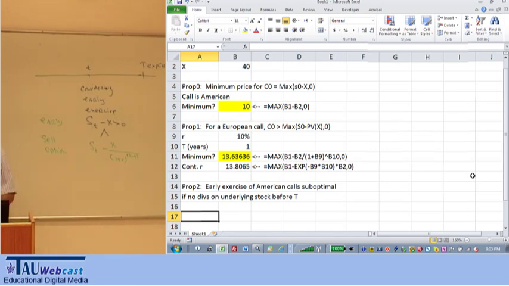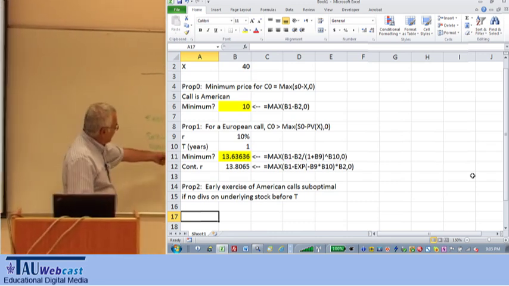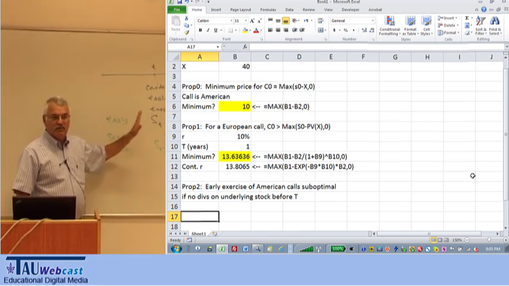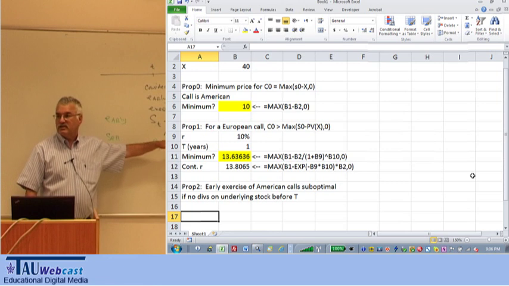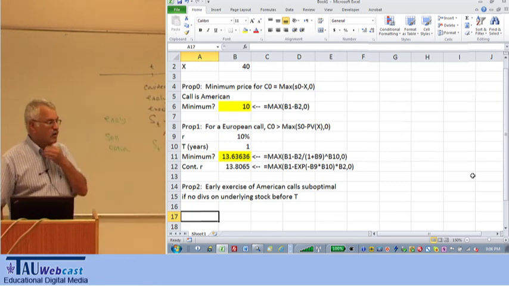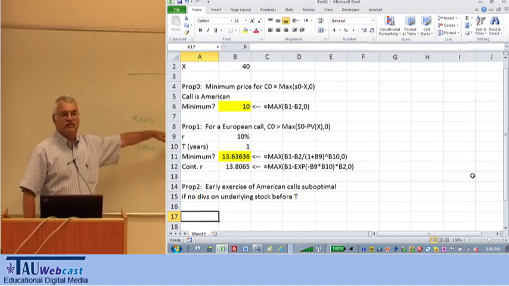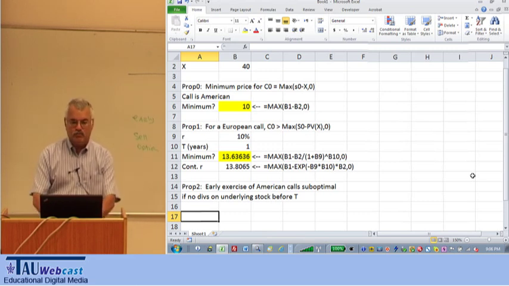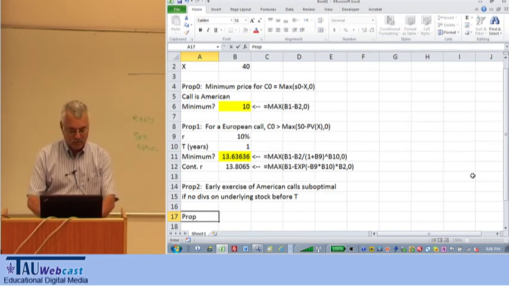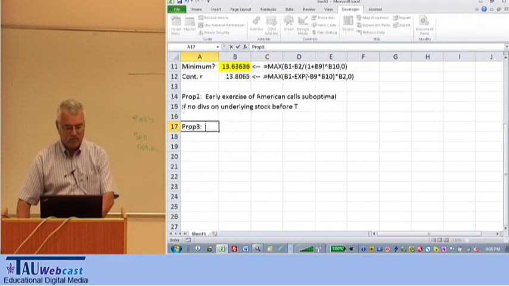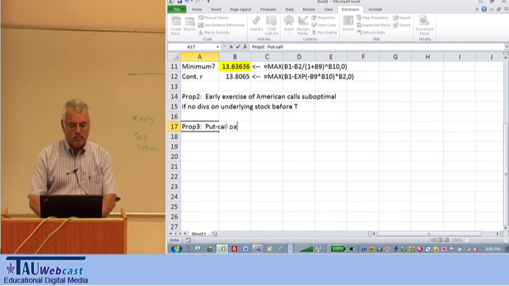So the whole proof comes from this previous proposition that says, well, you want to get rid of the option? That's okay. But if you're going to get rid of the option, you should sell it instead of exercising it. Okay? So that's the proof of this proposition. And then I need one more thing. I need put-call parity.